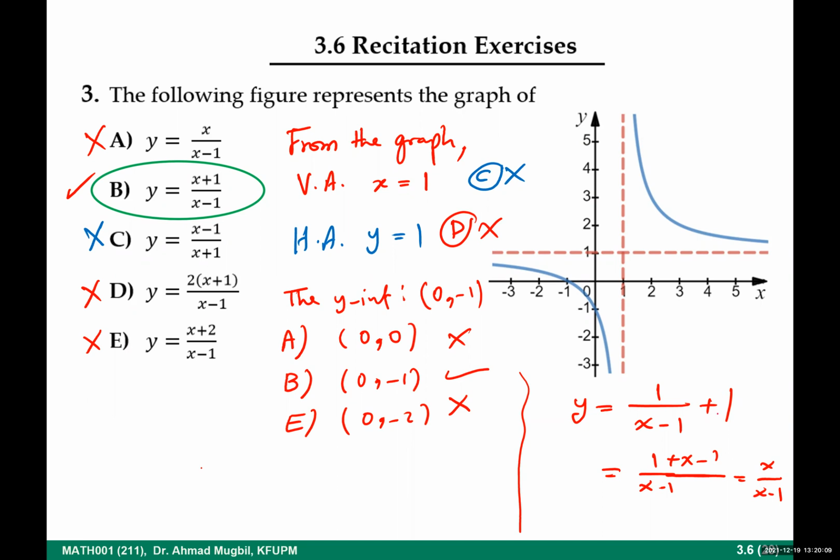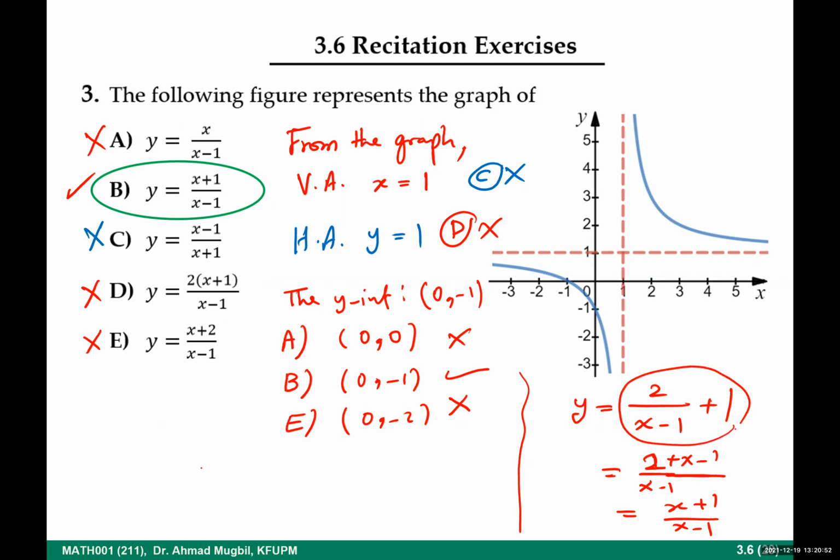What are we missing here? We made a mistake. We considered 2 transformations, but maybe there is a 3rd transformation that we didn't consider. What is it? The vertical stretching or shrinking. So who said that it is not vertically stretched? In fact, it is 2 over x minus 1 plus 1. Look, now the 2 options are the same. Now this is B. How do we know that? If you did the long division here, x plus 1 over x minus 1, you will get this one.